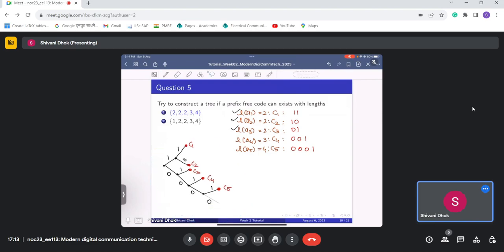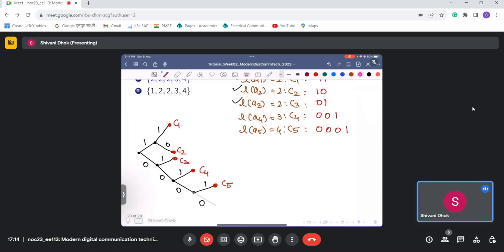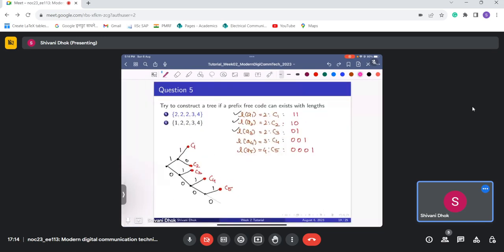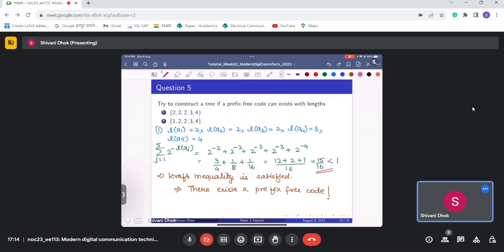Suppose I add a code word here. If I add a code word here, I am still able to keep the prefix-free condition as it is. Similarly, if I remove this and put this C5 here, I am still able to preserve the prefix-free property. So by observing this tree also, we are able to say whether it is a full prefix-free tree or not. And from Kraft inequality also, it is very clear that it is a prefix-free but not a full prefix-free code.